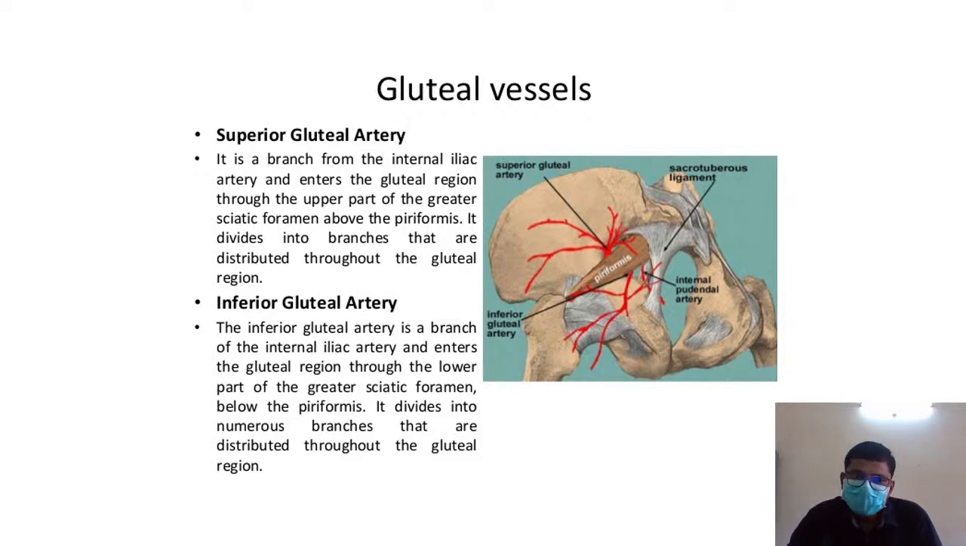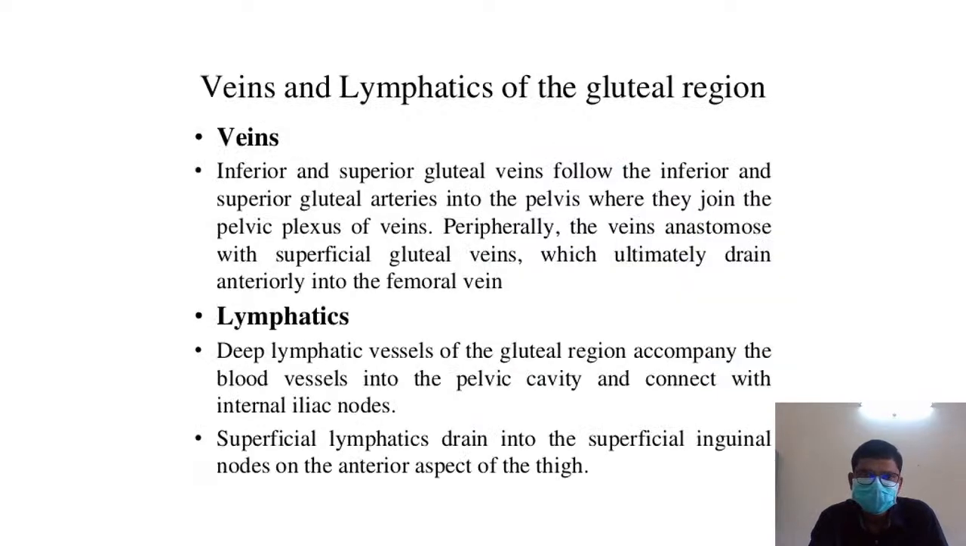The inferior gluteal artery is also a branch of the internal iliac artery, but it enters the gluteal region through the lower part of the greater sciatic foramen, that too below the level of the piriformis. You can see this one. This is the inferior gluteal artery, and this is the superior gluteal artery. Below the level of the piriformis, it divides into numerous branches that are distributed throughout the gluteal region.